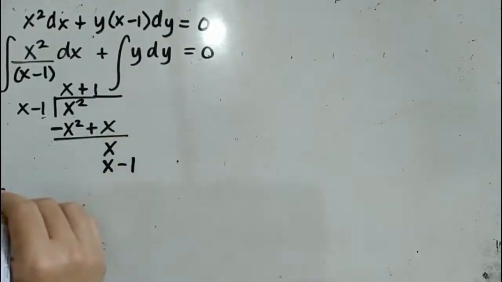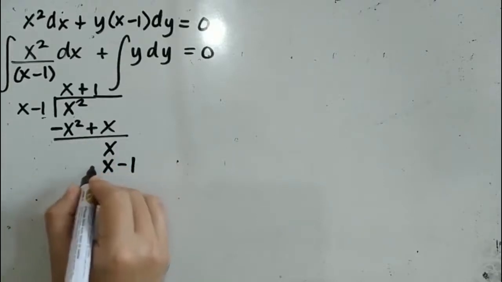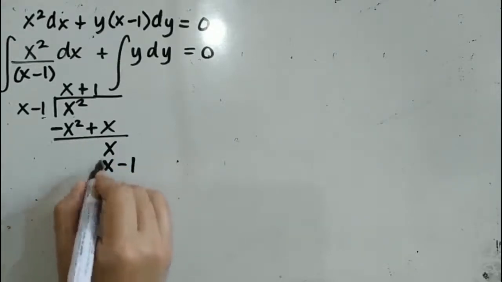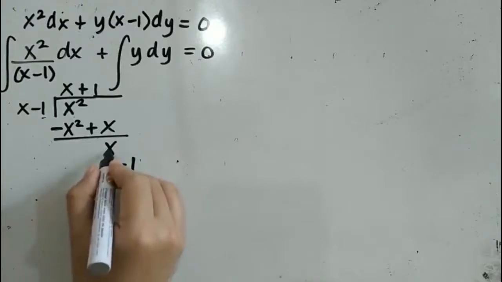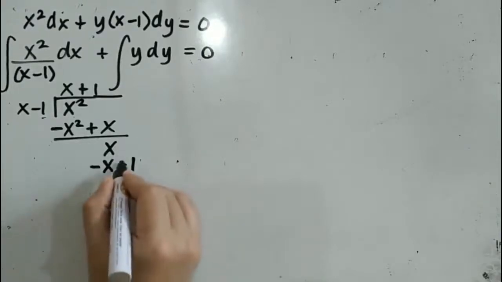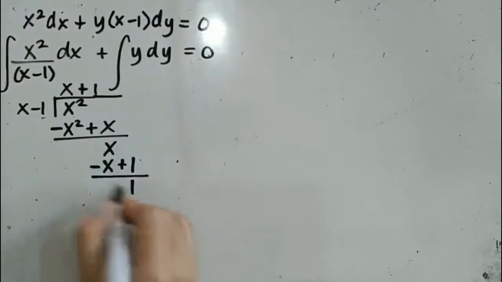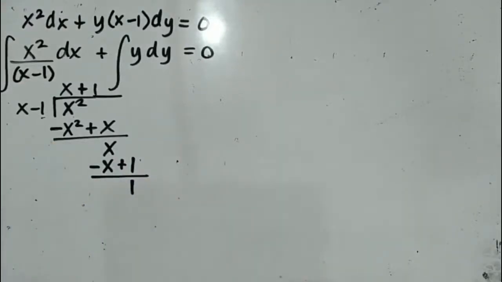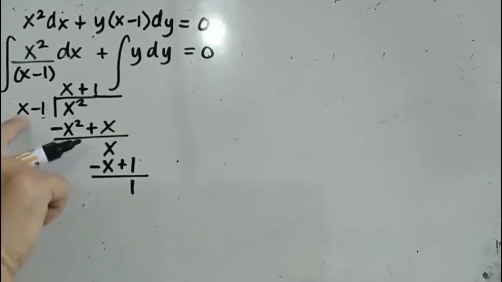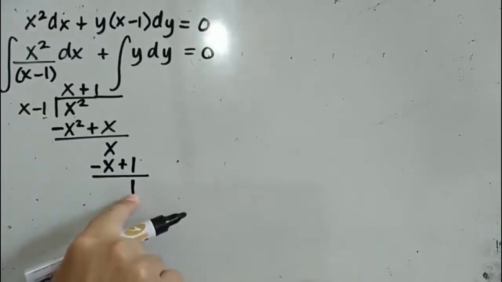Okay, so we did what we call the long division. So we subtract this whole expression from x, so this becomes negative, this becomes positive. This cancels, what is left is 1. 1 divided by x cannot be. We can no longer divide 1 with x, so this becomes a remainder.